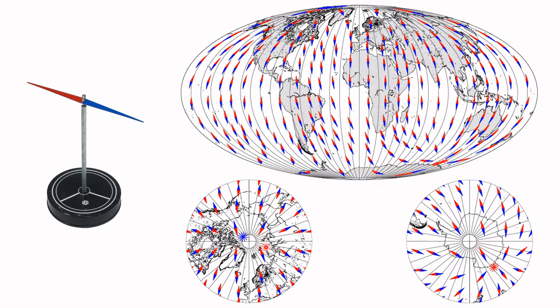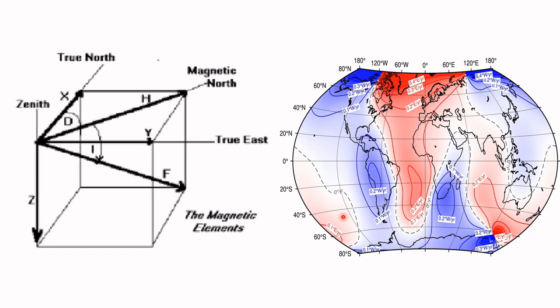Note that the direction of the field is vertical at the north and south magnetic poles, and horizontal at the magnetic equator. An understanding of the geometry is important with respect to interpretation of magnetic anomalies.